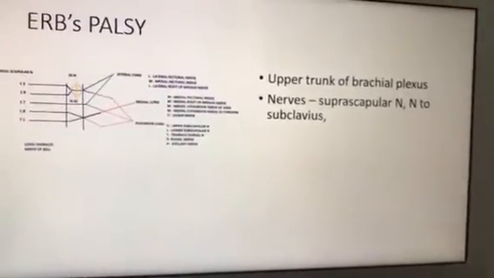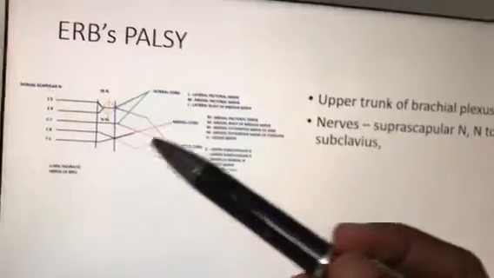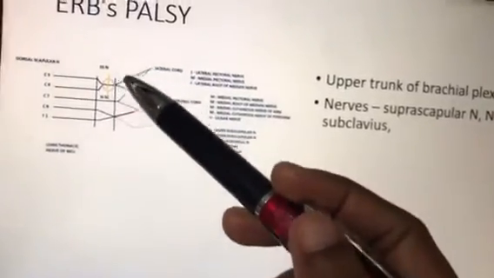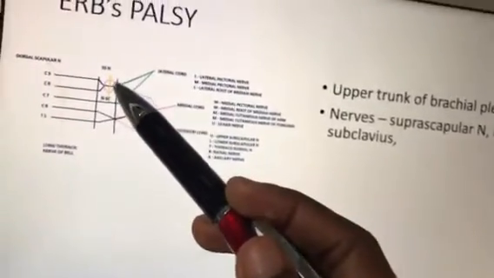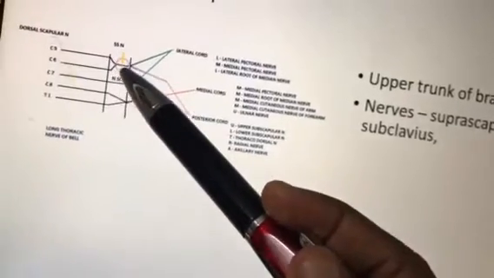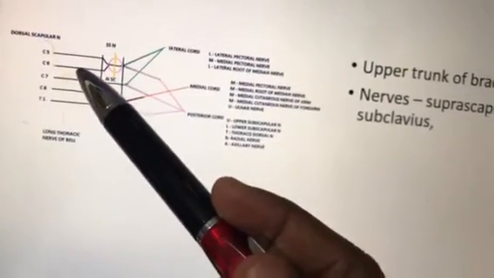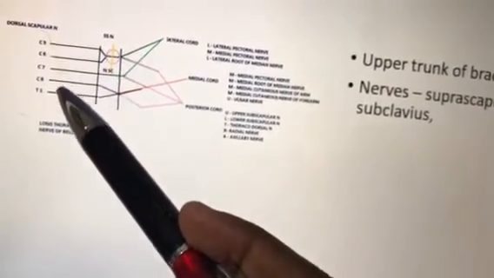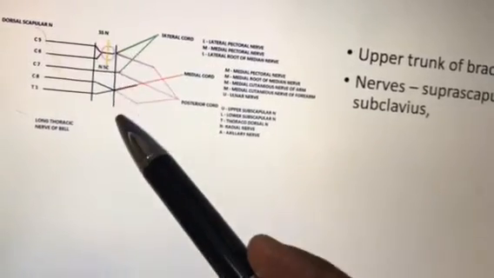And then number 3 is a very important question, Erb's point. For Erb's point you have to mention which trunk of the brachial plexus. So you have to mention it as the upper trunk of the brachial plexus. This diagram is very important. So these are all roots of the brachial plexus. This is the trunk of the brachial plexus.